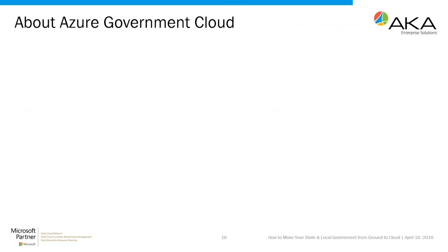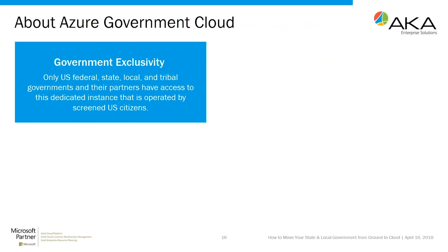So why do I keep harping on the Azure Government Cloud? Because it's something that you really need to consider. When we talk about government exclusivity, this is really what this is focused on. It is just for government agencies, from the federal all the way down to tribal level governments. Only they and the partners have access to it. There is no way for any commercial entity to access data in the government cloud.